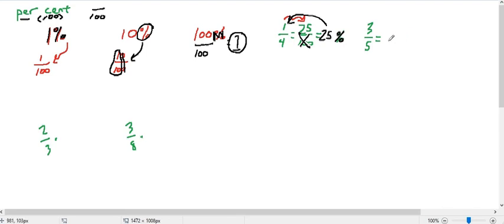3/5, we're trying to get to percent, so it's per 100. What did I multiply to get to 100? This was 20. So this is also multiplied by 20. What do I get? 60 per 100, 60%.